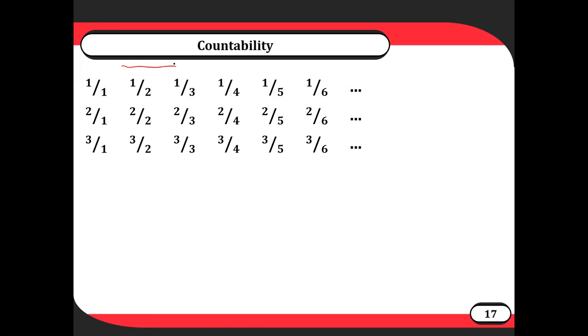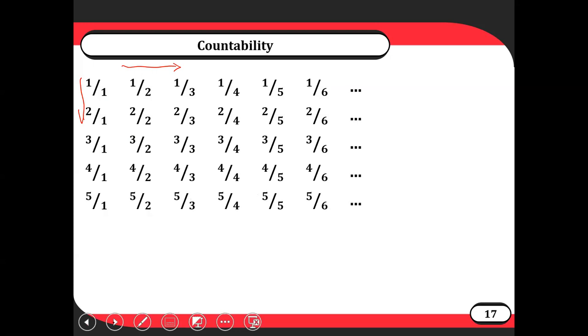So going this way, over x, we're increasing in the denominator. And if we go this way, we're increasing in the numerator. And so we can list out, we have this sort of a table, but the table is infinite. So it stretches out infinitely far to the right and infinitely far down, so to speak.